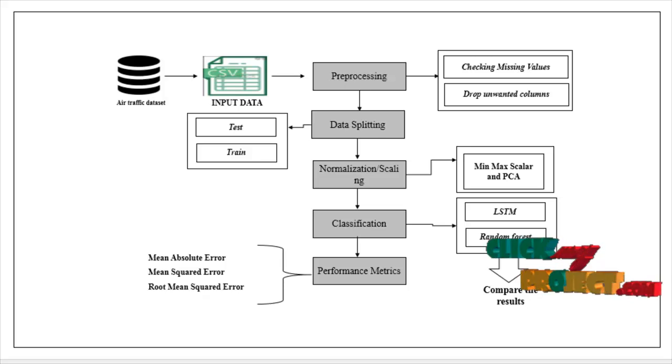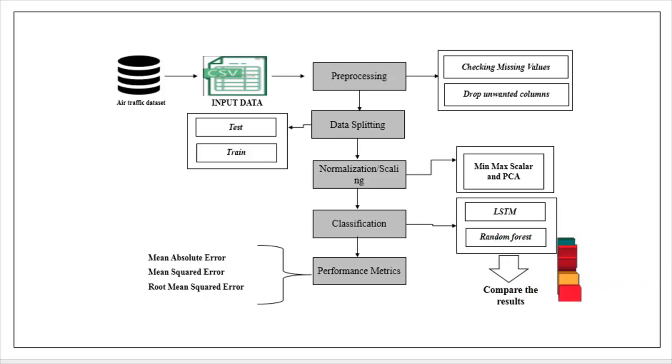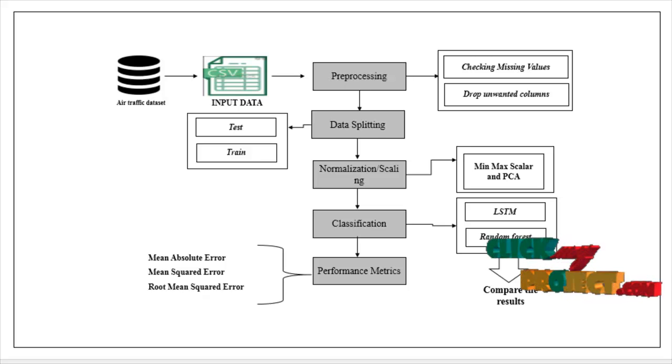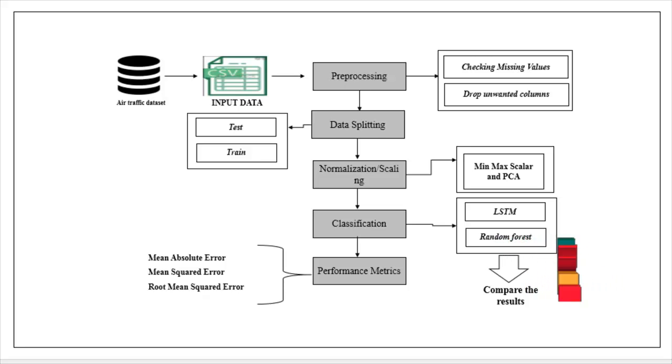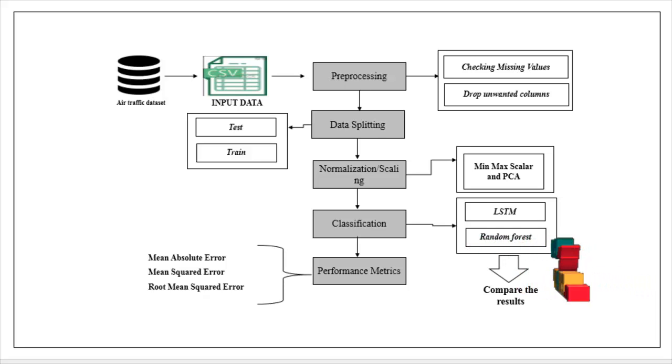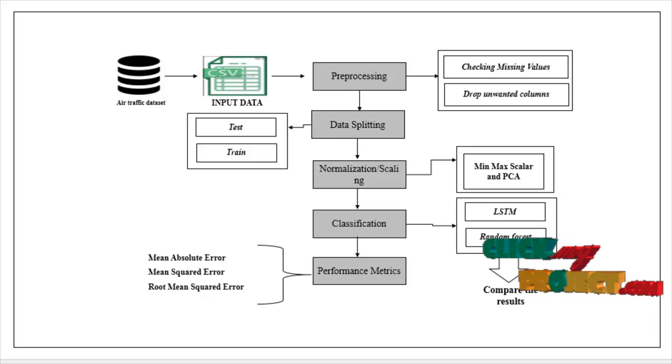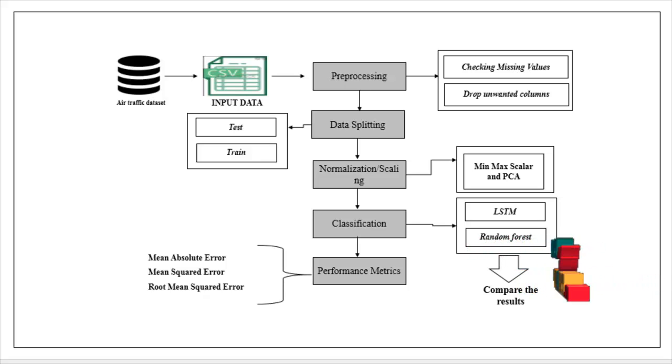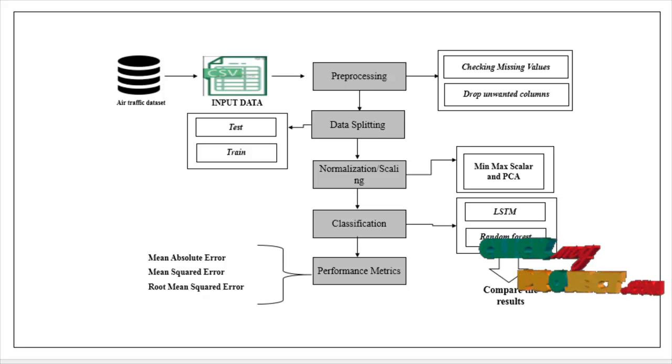Here we implemented two techniques: min-max scaler and PCA. Min-max scaler is used to normalize the whole data set between 0 and 1, and PCA is used to reduce the dimensionality. PCA is the abbreviation of principal component analysis. Then the classification. In this part we have to predict or forecast the traffic flow, so with the help of this classification algorithm we analyze that.